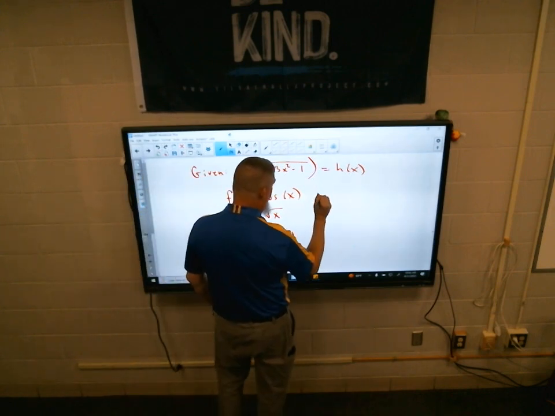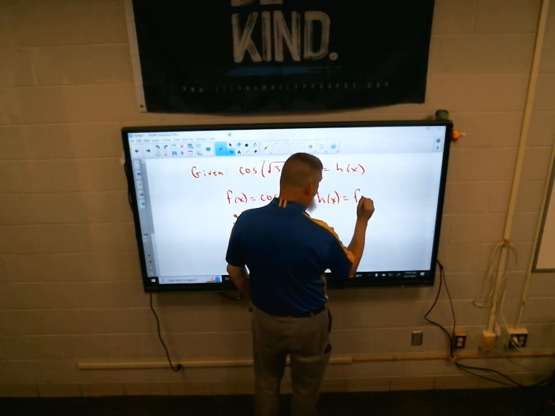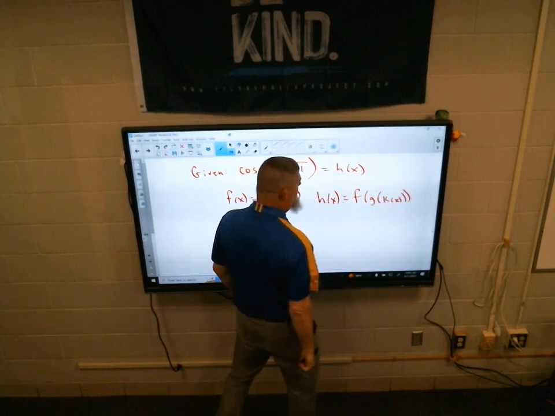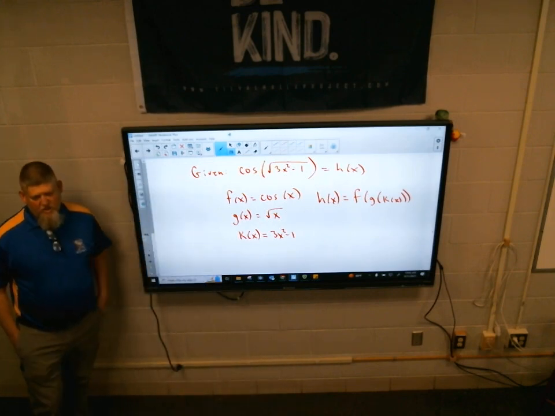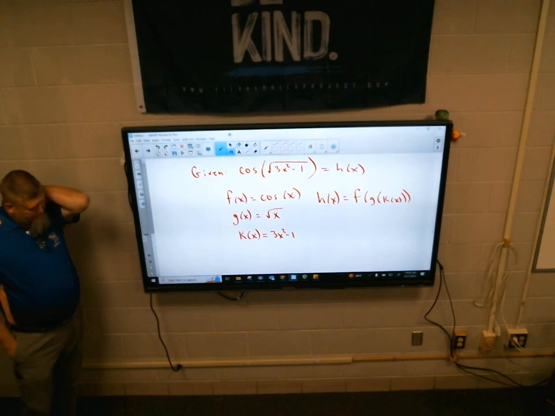So we would say then that h of x would be equal to f of g of k of x, where I just used the letter k. And we have a function inside of a function inside of a function. Quadratic inside of square root inside of cosine.